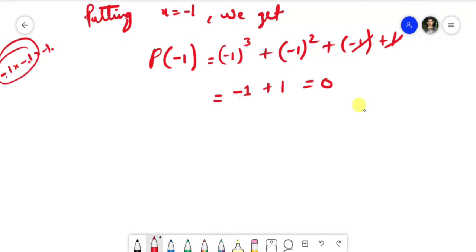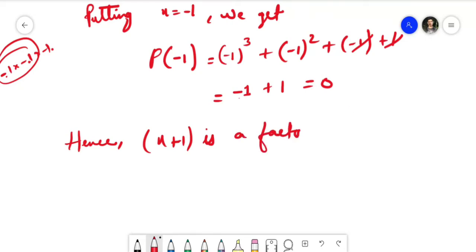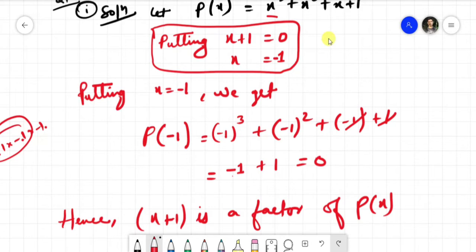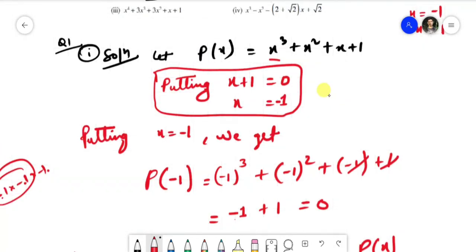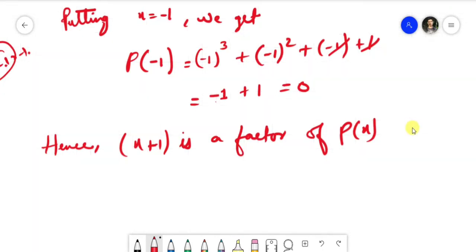After getting 0, we can just do it like this. Hence, x plus 1 is a factor of p of x. I'm writing it in short as p of x, because I said at the start that it is equal. I wrote it like this, otherwise you can write the whole equation. So this is your answer for the number 1.